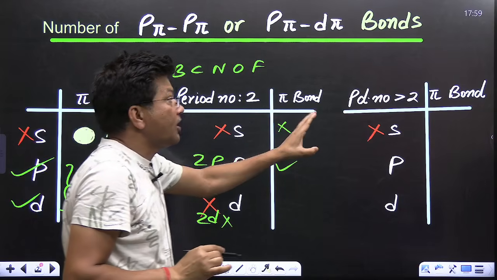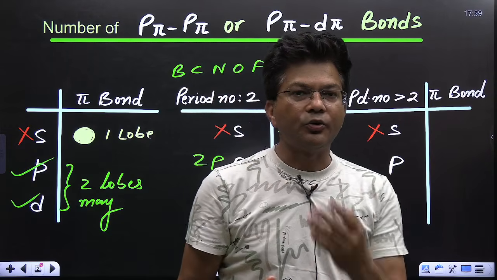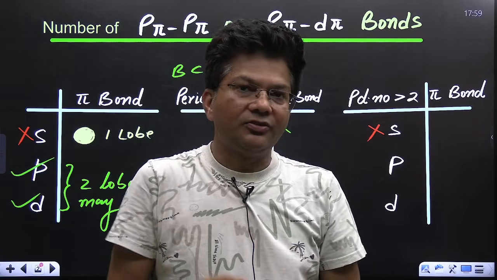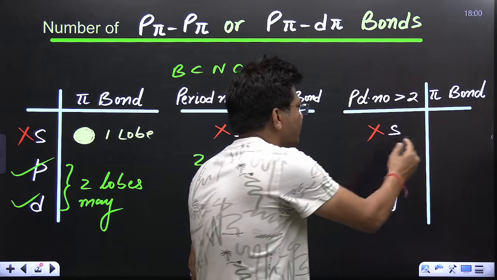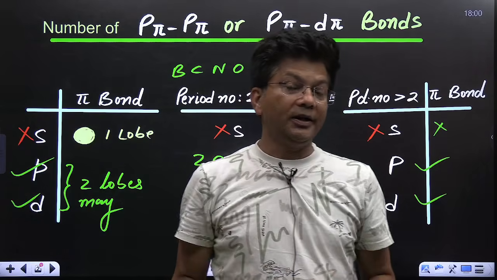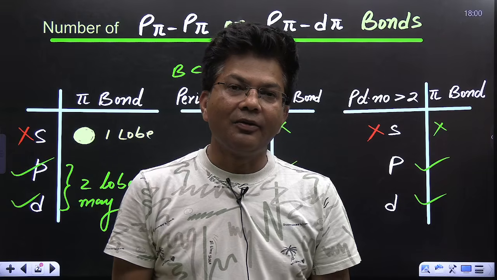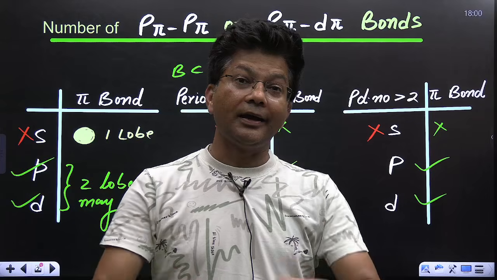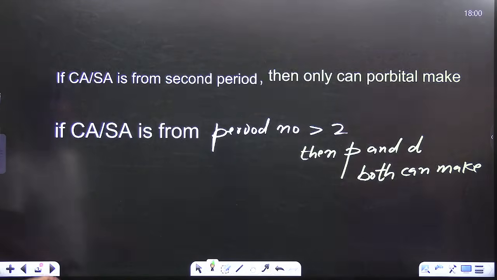Now, if I talk about periods more than 2, that means the third period, fourth period, fifth period, in the third period d exists, 3d, 4d, like that. That means s will never form, but these two may form p pi d pi bonding. Now how do we find out which one is forming p pi bonding and which one is forming p pi d pi bonding, and how many such bonds are there? So students, let's move to the next page.